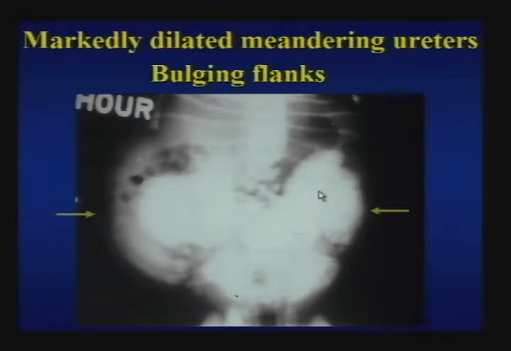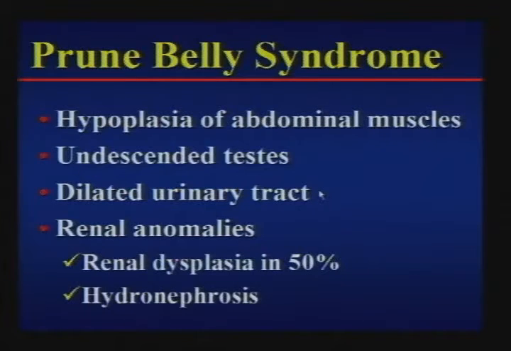And you're seeing lots of contrast here in what are meandering ureters with markedly dilated pelvises and blunted calyces. And once you've made all those observations, you'll recognize it as prune belly syndrome. It's the bulging flanks. Remember that prune belly syndrome is a constellation of findings which includes all of these GU abnormalities.